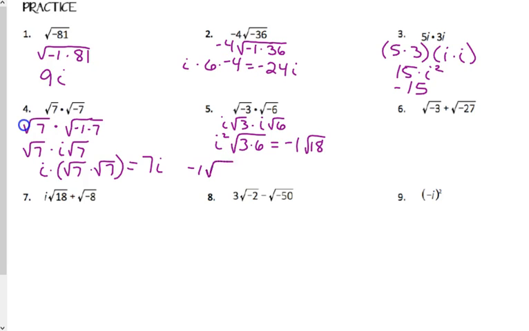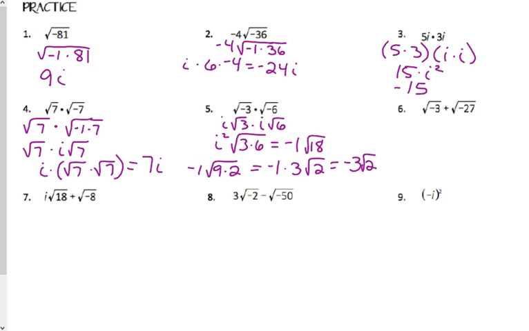18 is 9 times 2. Square root of 9 is 3. So we're going to have negative 1 times 3 times the square root of 2. And we're left with negative 3 times the square root of 2. Easy peasy, lemon squeezy. No big deal. So let's look at number 6.